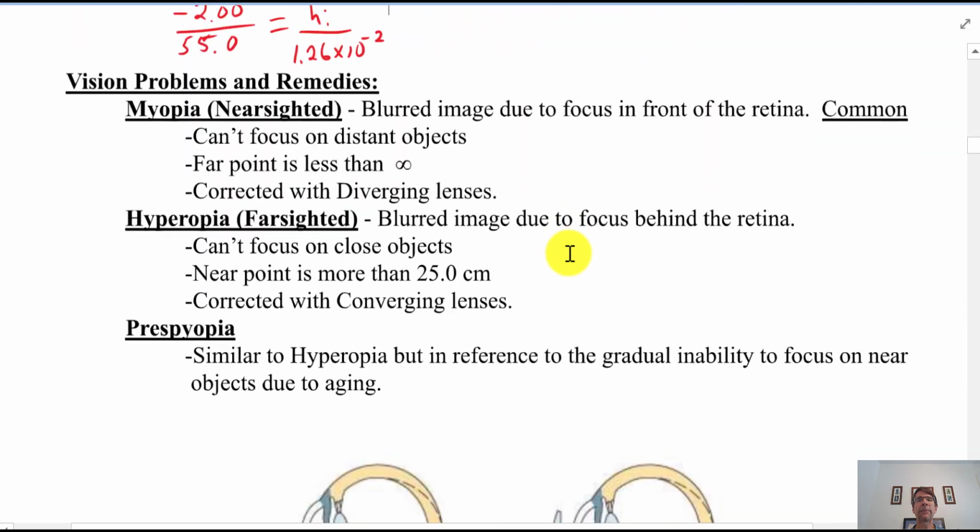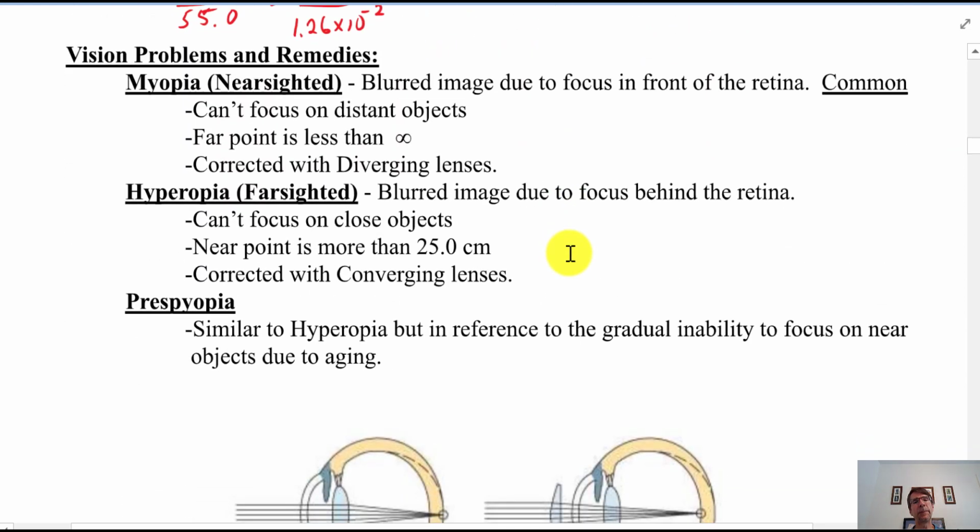All right, so now we have problems with the eyes. We have myopia, nearsightedness, which is what most people have when they're young if you wear glasses or contacts. In other words, things that are far away are blurred. So you're nearsighted, you can see things near. It's a very common condition. So you can't focus on distant objects. In other words, your far point is not infinite. All right? And you need diverging lenses to fix this. You'll see that in the diagram below here.